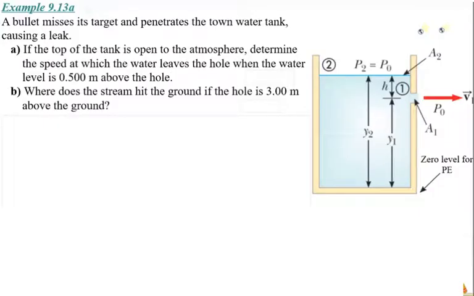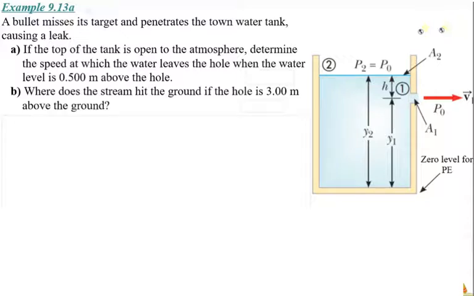Let's look at one of the first questions using Bernoulli's principle. A bullet misses its target and penetrates the town water tank, causing a leak. If the water of the tank is open to the atmosphere, that means atmospheric pressure 10 to the 5th Pascal, determine the speed at which the water leaves the hole when the water level is 5.5 meters above the hole. And second, where does the stream hit the ground if the hole is 3 meters above the ground?